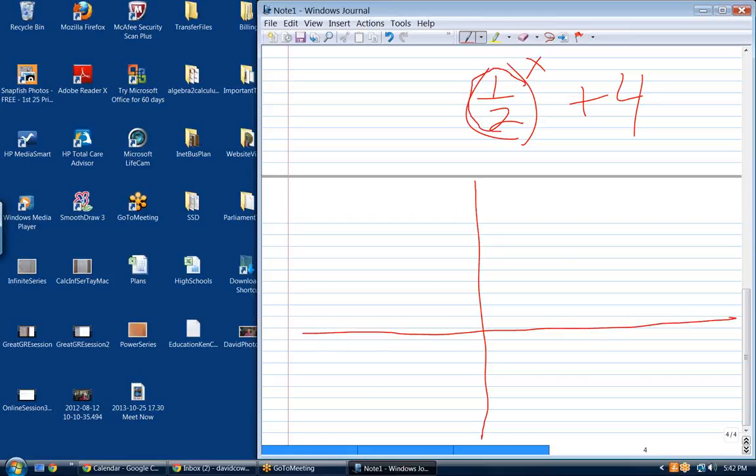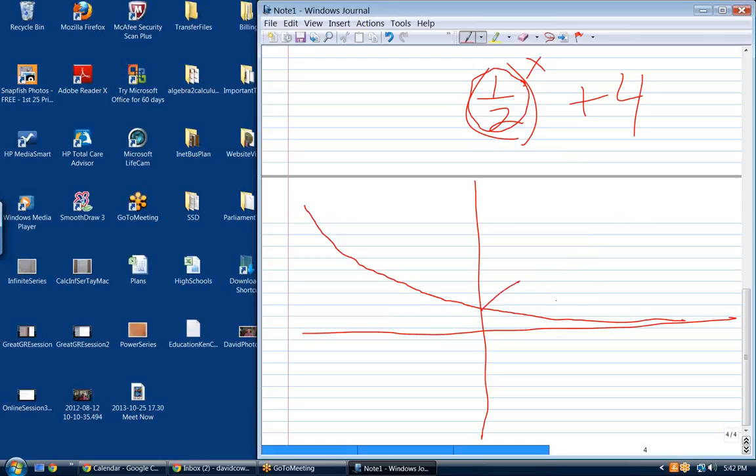When this number is less than 1, notice that if we take numbers greater than 1 and take them to exponents, they get bigger. So they go like this. But if we take numbers between 0 and 1 and start squaring them or cubing them, what happens to them? They get smaller, not as wide. This one must be this.